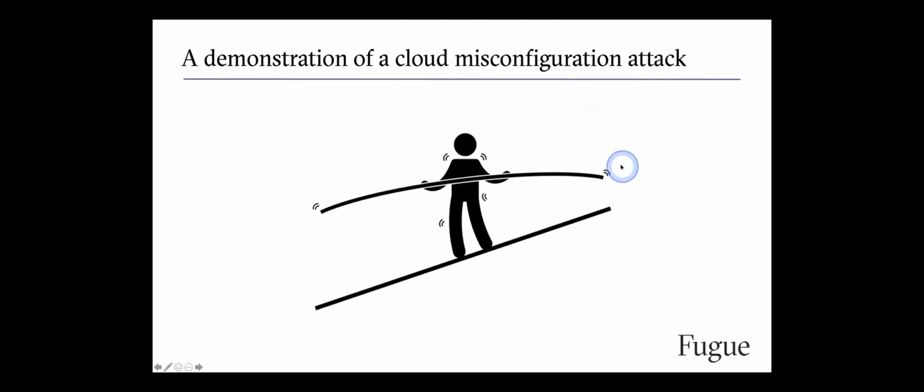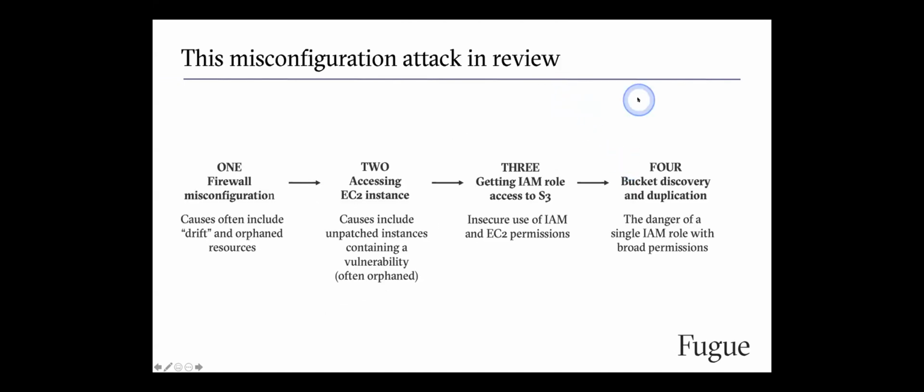So that's my hack. We're coming up on time. Just a reminder, 1, we needed a misconfigured firewall. 2, we needed a vulnerable instance, an orphaned or zombie instance that is vulnerable.